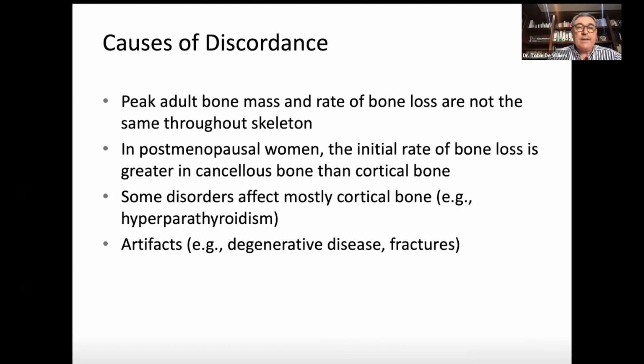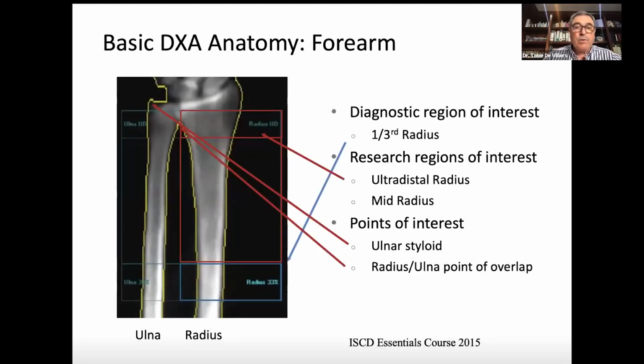Why do you sometimes have a discordance between your value at the hip and the spine? Well, that is fairly common because peak adult bone mass and rate of bone loss are not the same throughout the skeleton. And in postmenopausal women, the initial rate of bone loss can be greater in the cancellous bone, and that's in the spine, than in the cortical bone. So typically in the younger patient, we will see loss at the spine with a fairly normal hip. And as the patient gets older, for technical reasons of sclerosis, the spine can actually increase, so that the more accurate value in the older patient will always be the hip. And some disorders may affect cortical bone mostly, and that would be hyperparathyroidism. And then beware of artifacts, which Professor Pines will talk to you about just now.